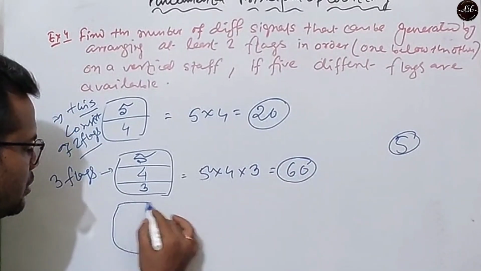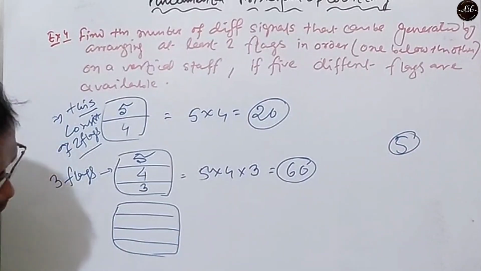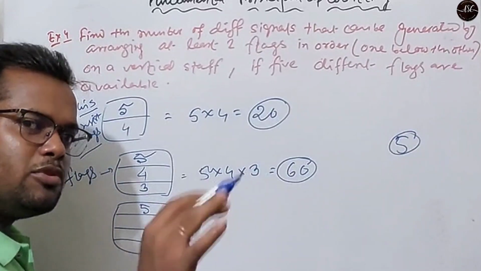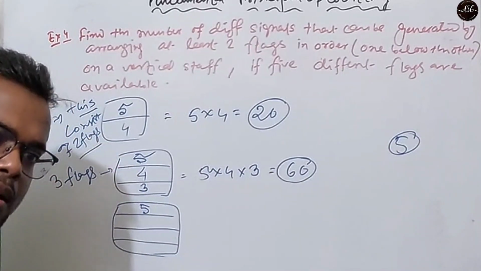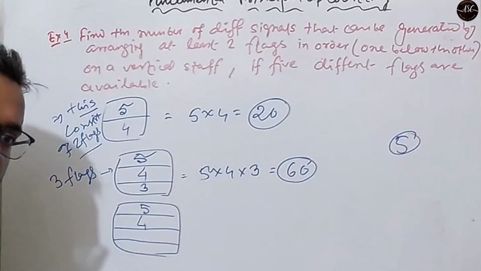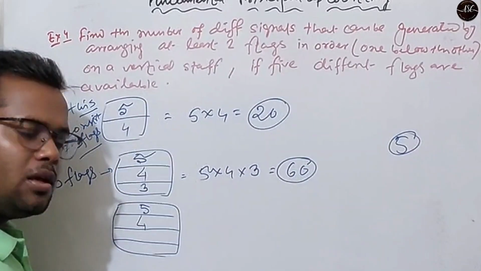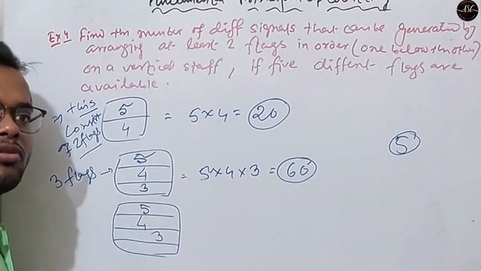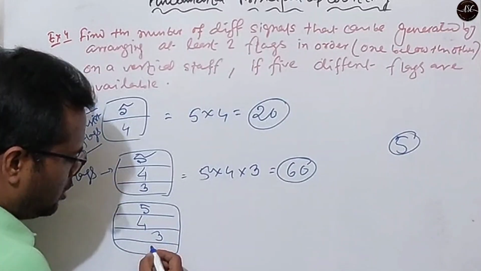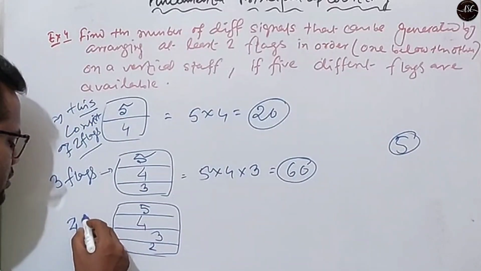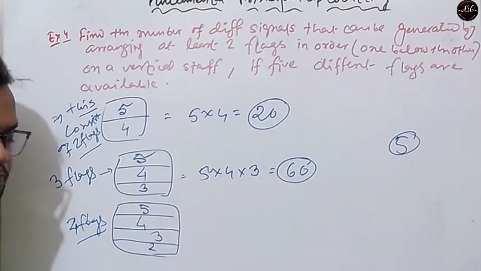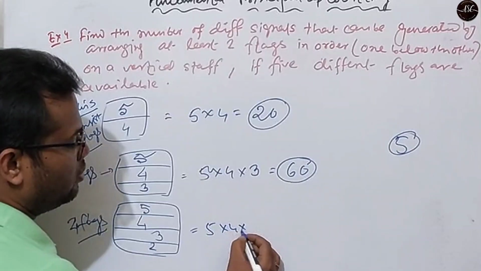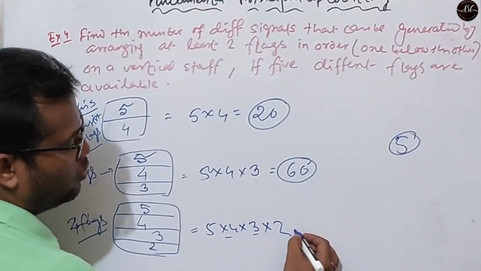Now if a signal consists of 4 flags. We have 5 different flags, so at first we write 5, as a flag can be chosen in 5 different ways. Then if 1 flag has been taken, there are only 4, so a flag can be chosen in 4 different ways. Then among 4, 1 has been taken, so there are only 3, chosen in 3 different ways. And if 1 is taken from 3, there are only 2 flags, so 2 different ways. Just write 2. So here 4 flags generate a signal, and the possible outcome is 5 into 4 into 3 into 2. That means 20, 60, 120.